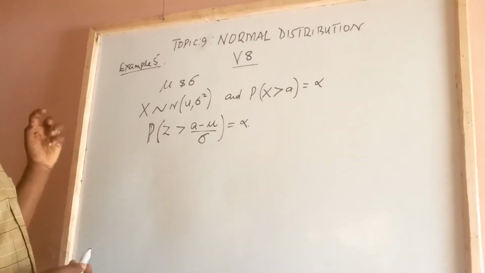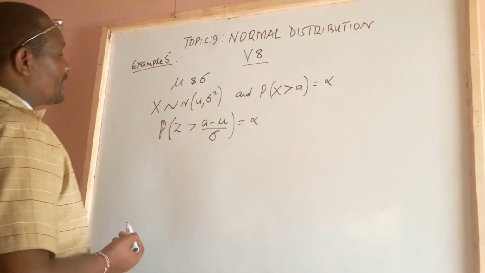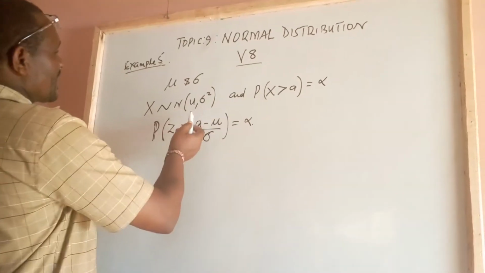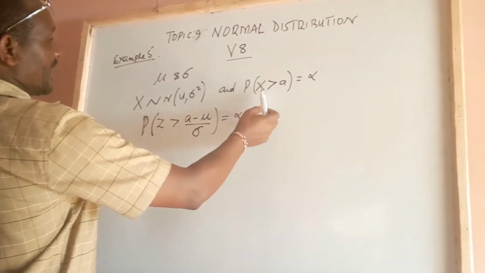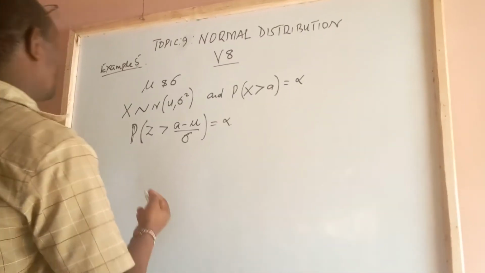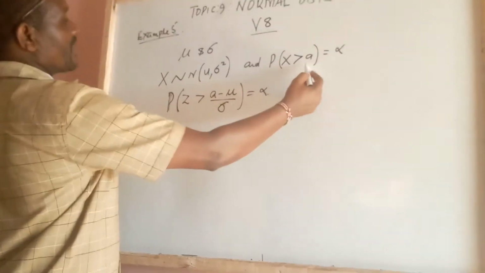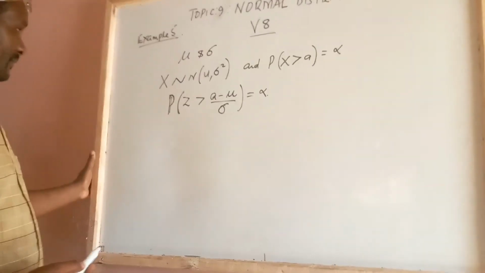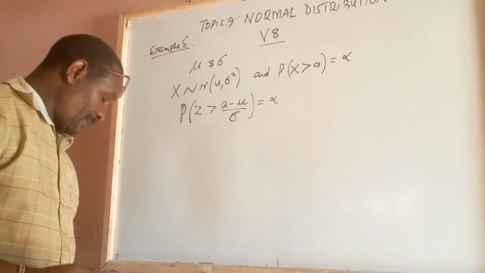So when we have x distributed normally with the mean and the variance that way, and the probability of x greater than a is given by alpha, of course, when we introduce the z, we have to come up with the boundary in the question, a minus mu over the standard deviation.